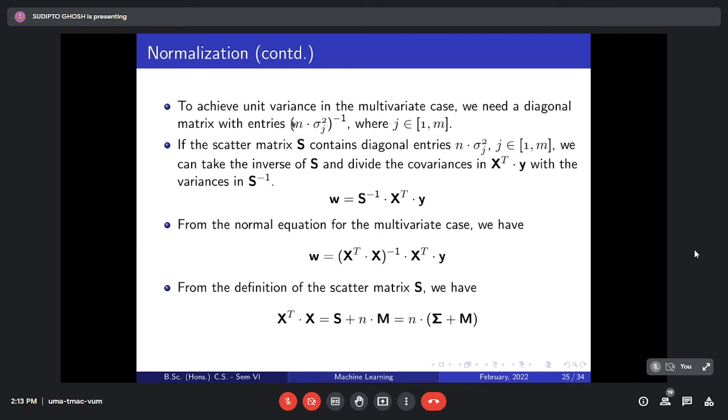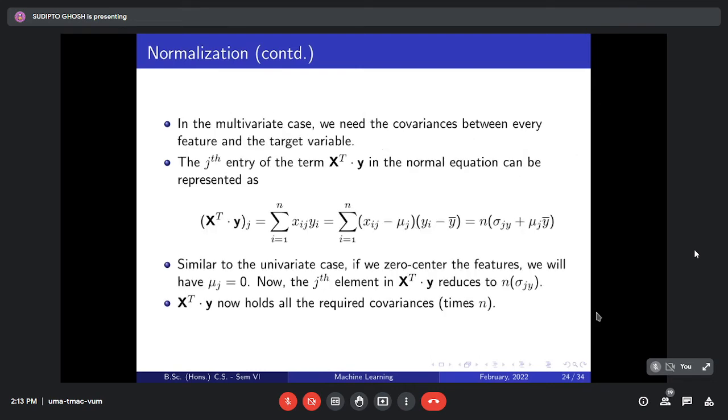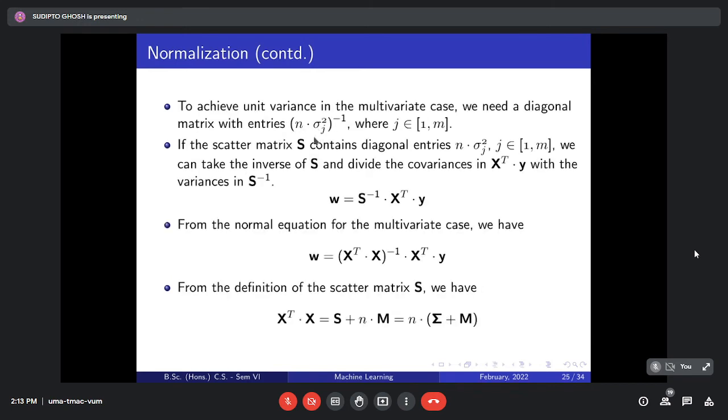So this term will have the covariances, and there is an n right here. If I divide n times covariance by n times variance, n and n will cancel out. I will be left with covariance divided by variance. That is my parameter value only, right? So to do that, I take some matrix S, the scatter matrix, because we are also assuming that there is no correlation between the features. If we take the inverse, it will divide all the covariances in x transpose y, and we will be left with the parameter vector.